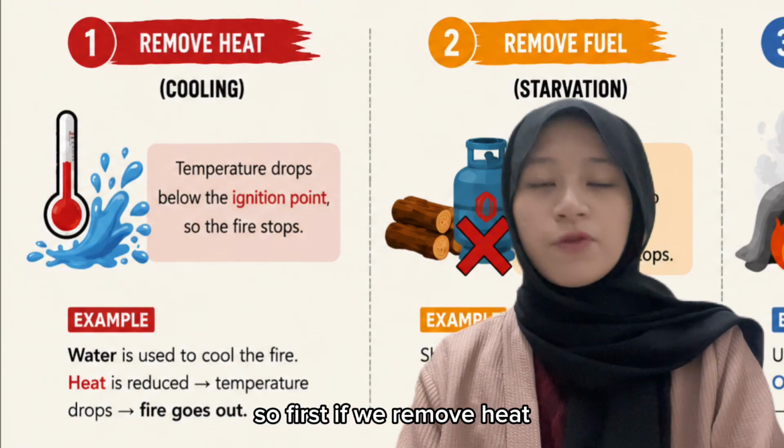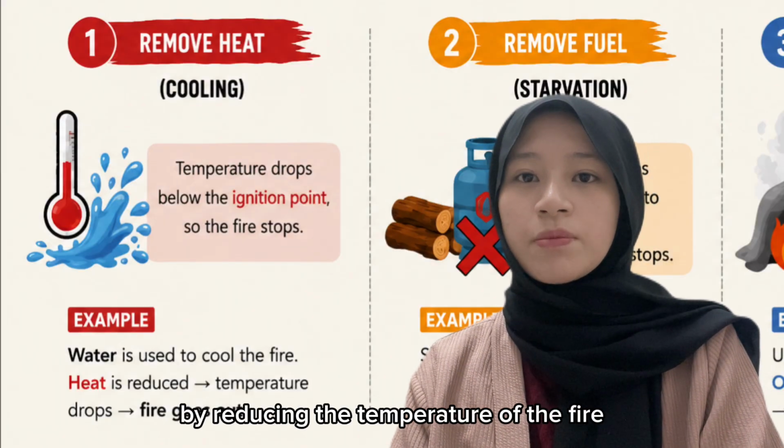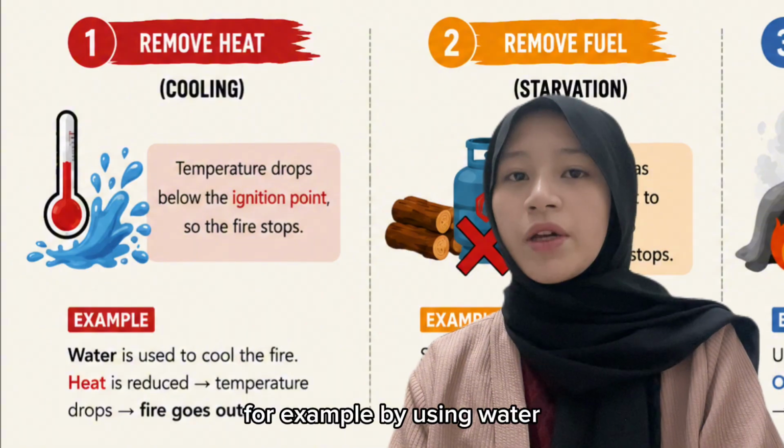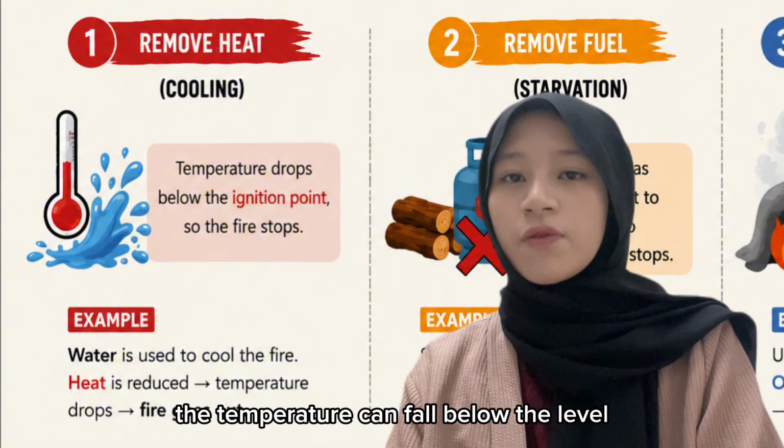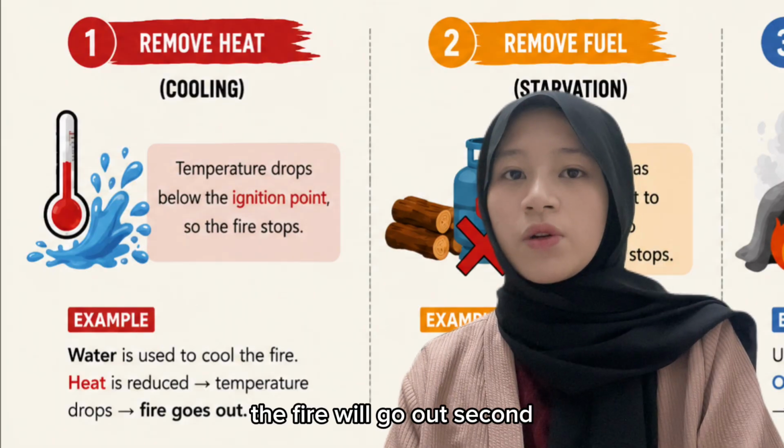So first, if we remove heat, we use the principle of cooling by reducing the temperature of the fire. For example, by using water, the temperature can fall below the level needed for combustion. As a result, the fire will go out.